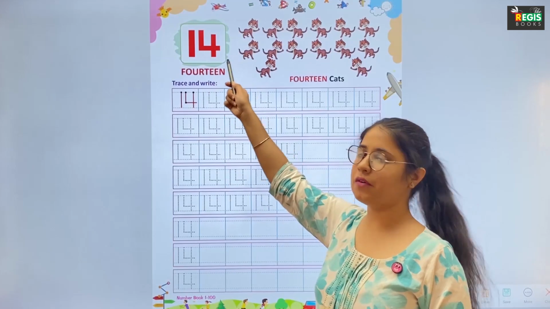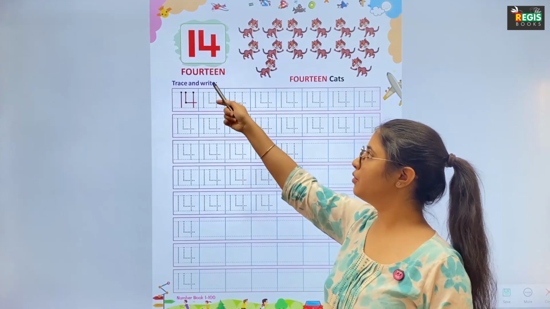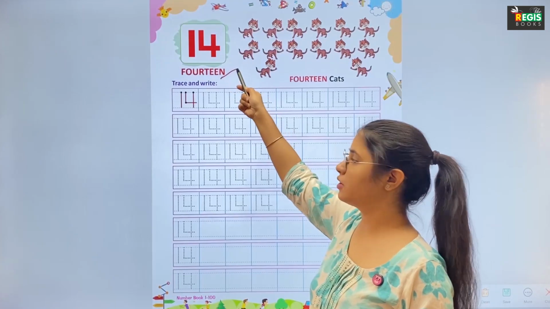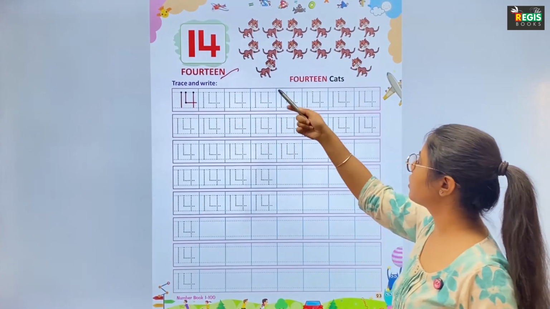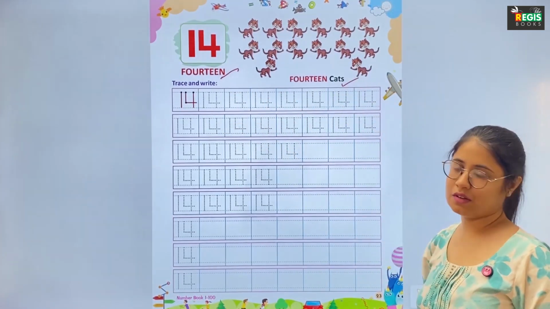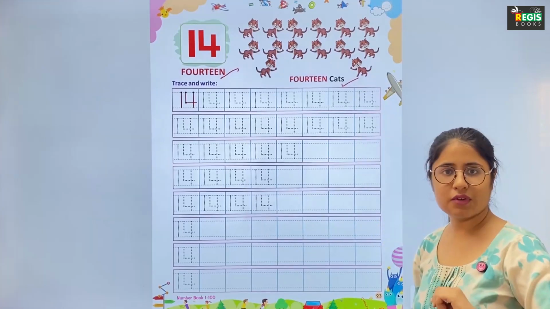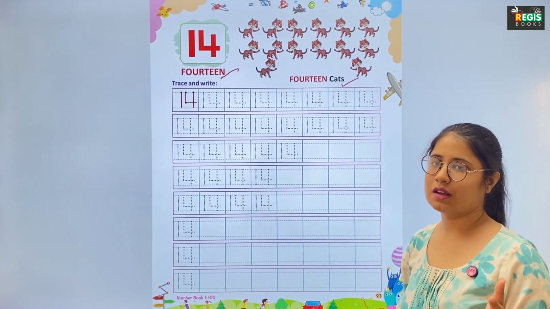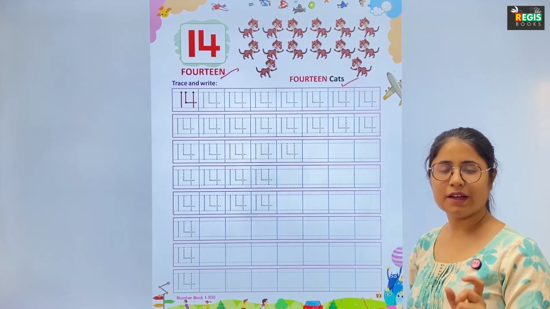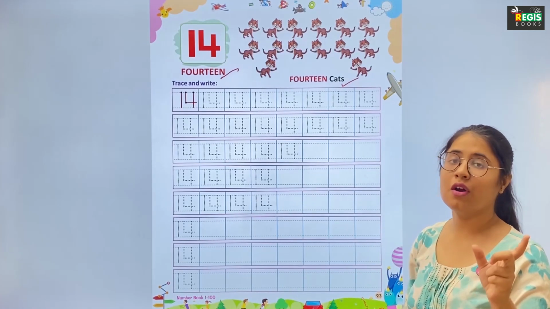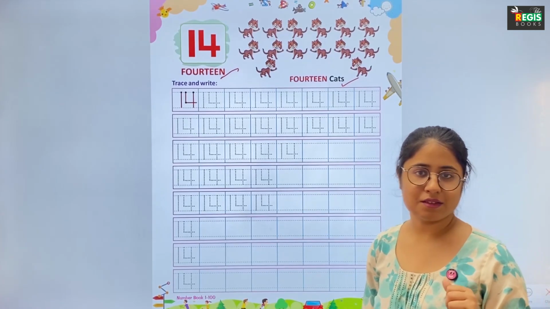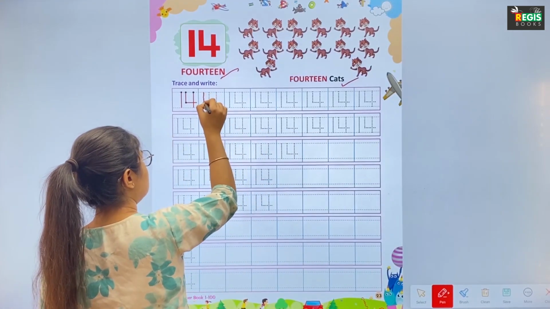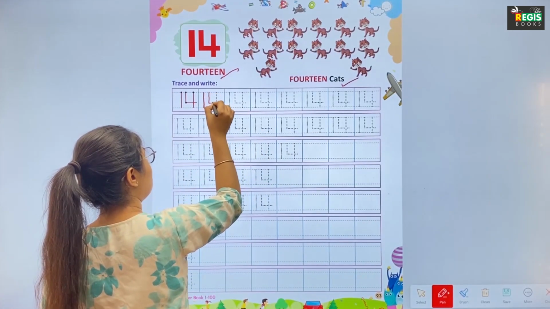1 4 14. F-O-U-R-T-E-E-N. 14. These are total 14 cats. Trace and write. So kids, मेरे साथ मिलकर इस नंबर 14 को ट्रेस करके लिखकर प्रैक्टिस करो. एंड वी राइट द नंबर 14 बाय राइटिंग 1 and 4 together. So first write 1, then write 4.